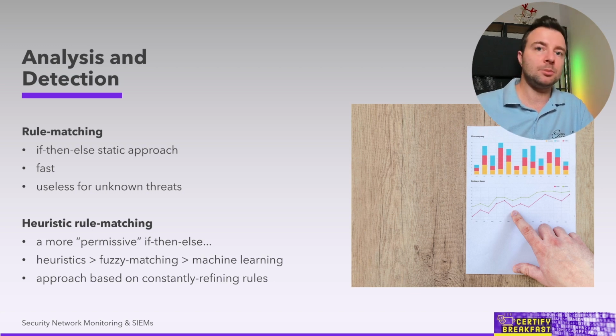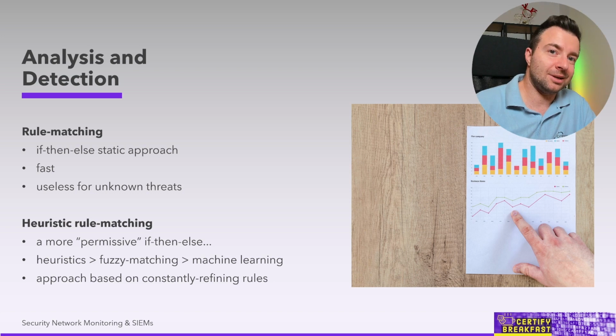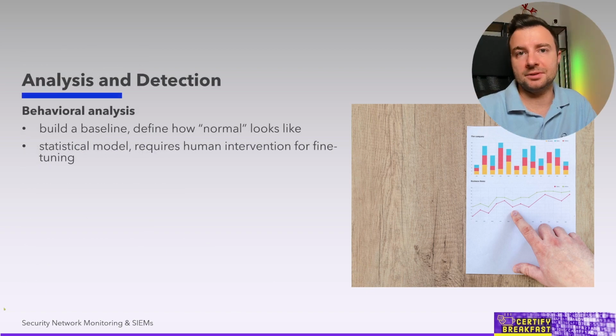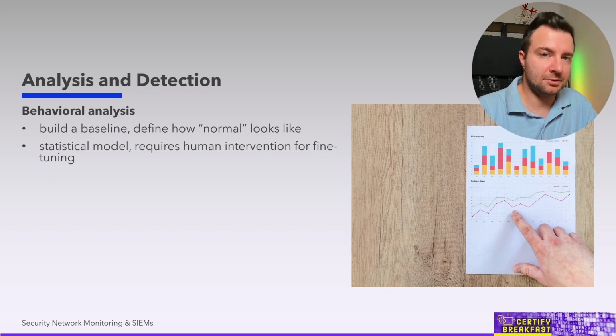So if at some point, by doing heuristic rule matching, you're detecting some anomalies, but you don't have a rule that matches that anomaly 100%, well, you'd better create it, right? You'd better fine-tune your rule set and add some more rules or tweak the existing ones to match that newly detected anomaly.